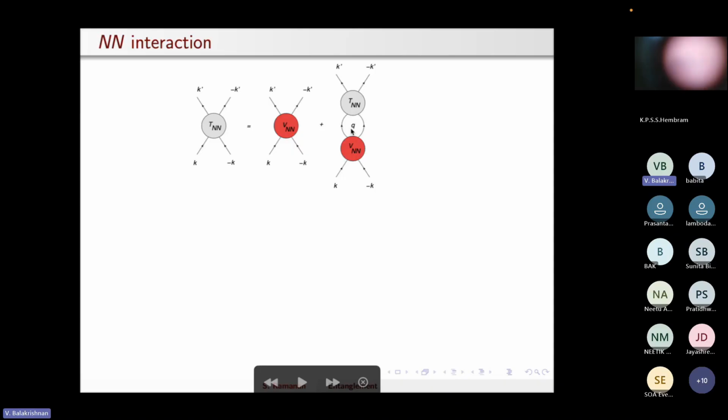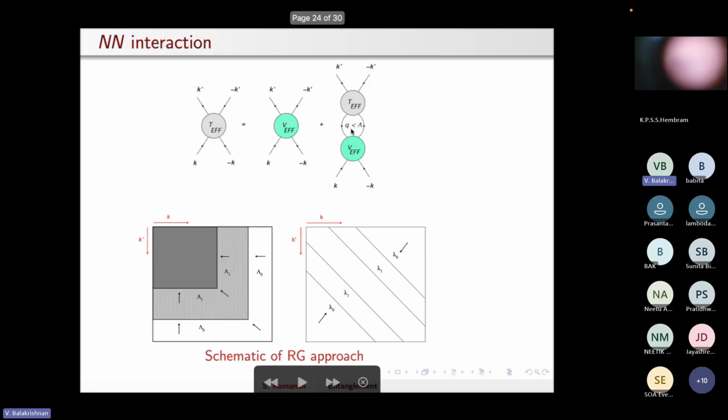So the idea is to use that and put a cutoff on the intermediate states, whereby you change the interaction to an effective interaction. So this is the same idea of renormalization that one sees in field theory, except that you do it at the level of the Schrödinger equation. Instead of running a coupling constant, you now have an interaction which depends on the renormalization scale, which is an arbitrary scale.